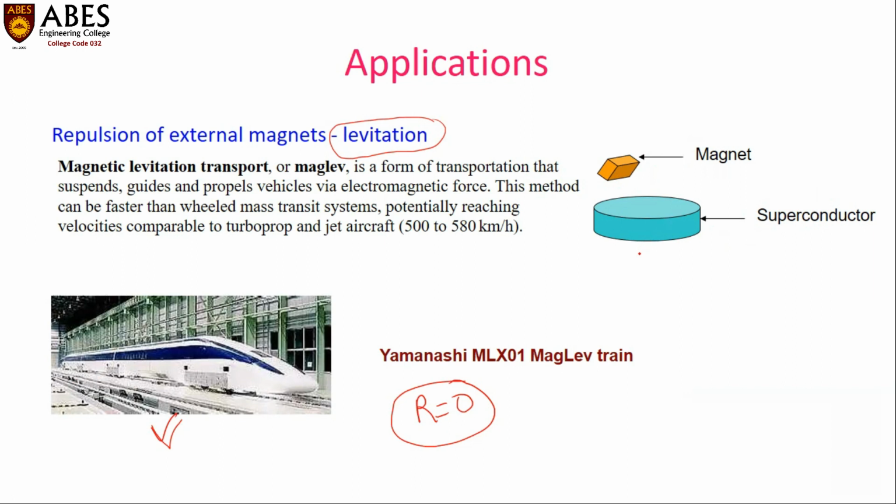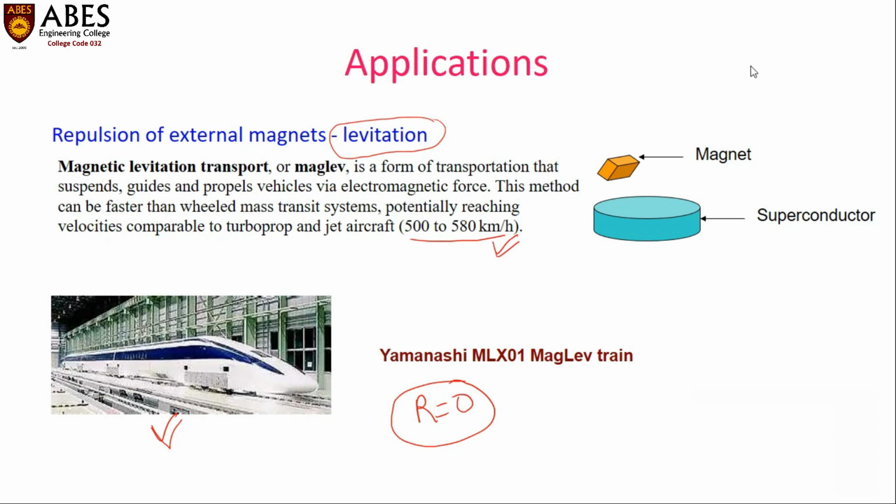When we want to stop the train, we have to increase the temperature above the critical temperature so that the material can rest on this surface. This is how these trains are stopped. These trains have very high speeds, from 500 to 580 kilometers per hour. So they are definitely much faster than any wheeled mass transit system. This is a fantastic application of superconductivity.